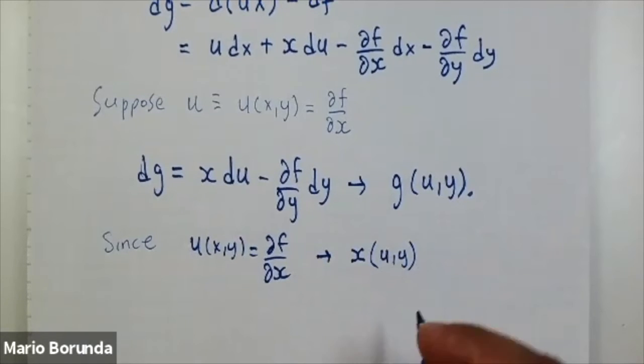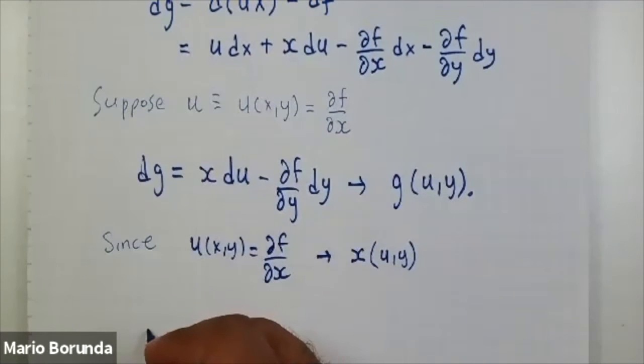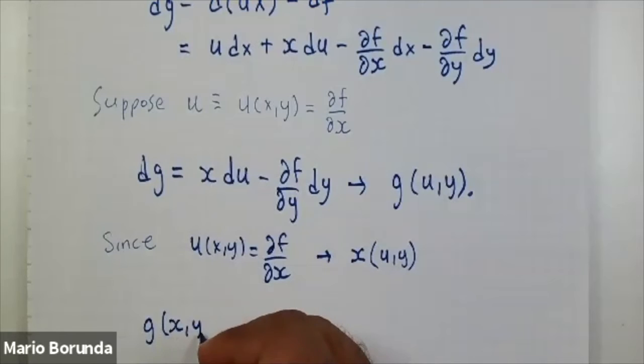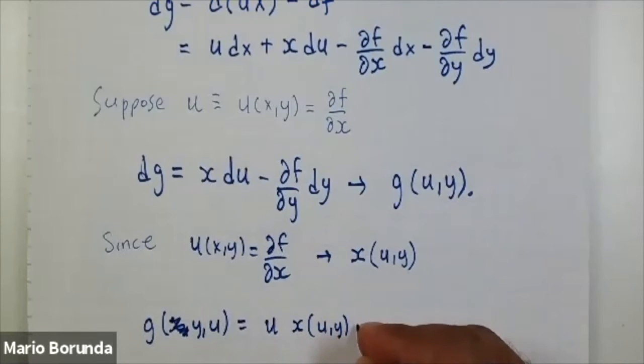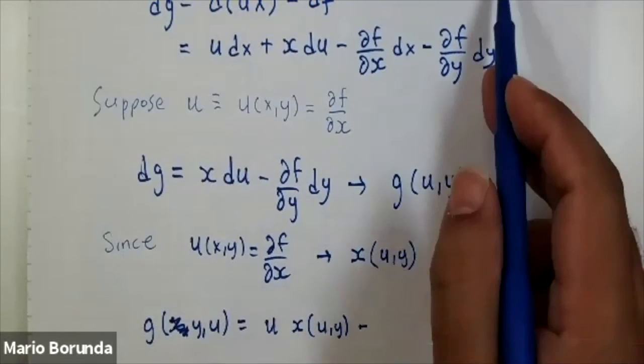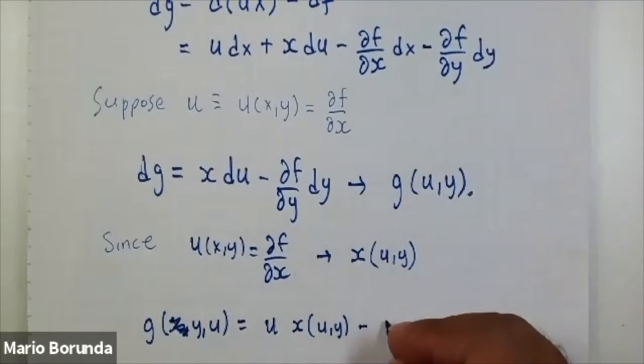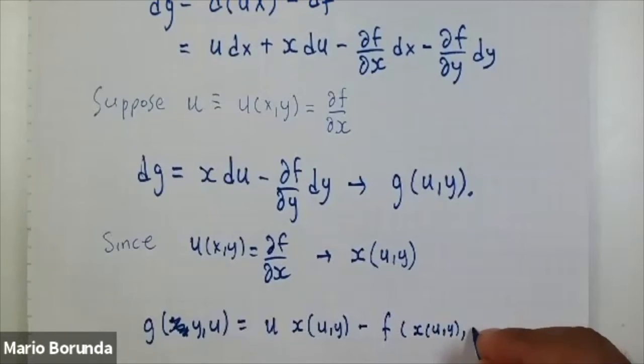And then we stick that into the g. So g, no, sorry, it's no longer x, y and u, is equal to one variable of them, u, times x, that is a function of u and y, minus f, that is a function of x, which is a function of u and y, and y.